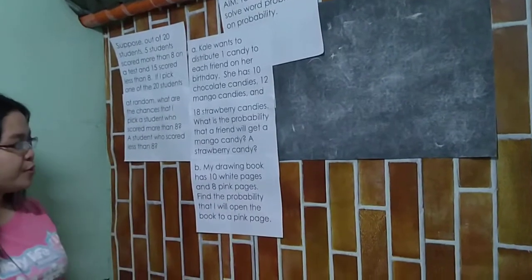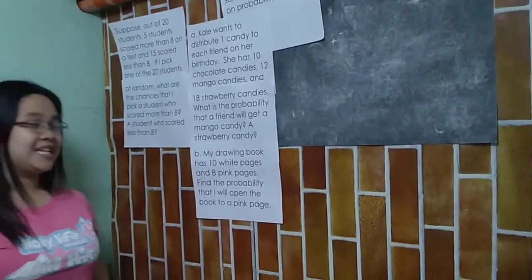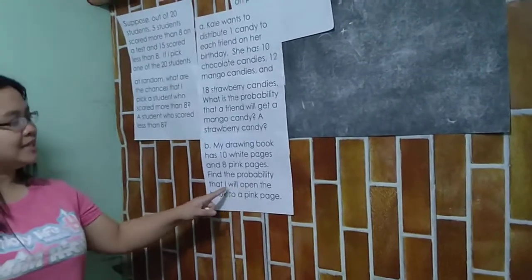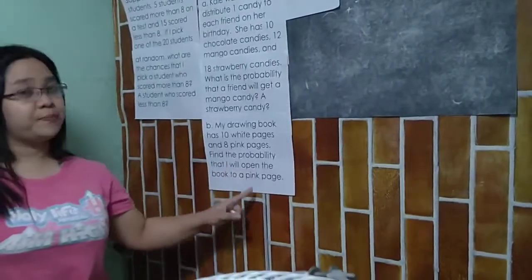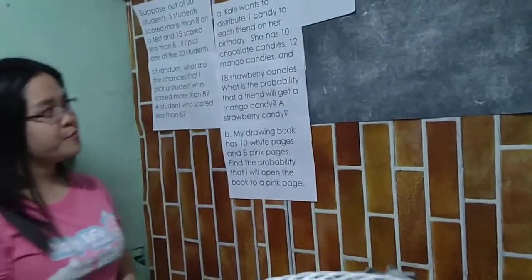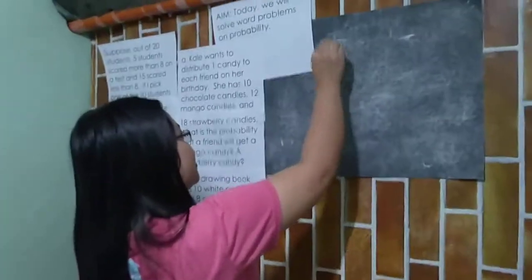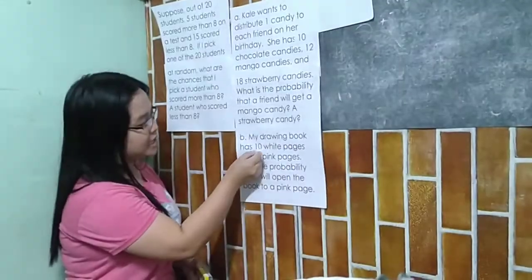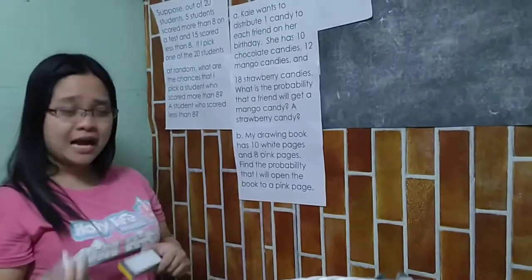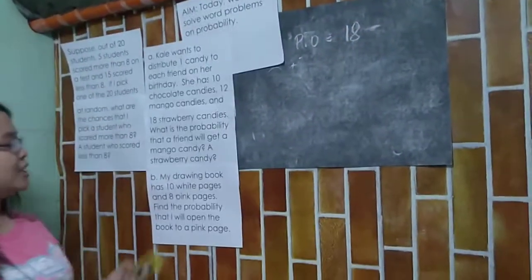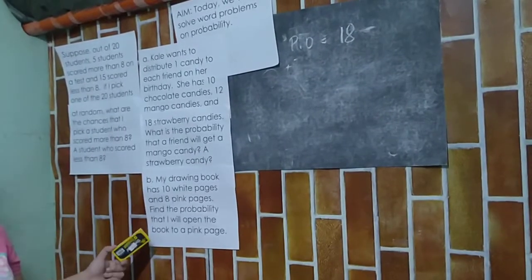My drawing book has 10 white pages and 8 pink pages. Find the probability that I will open the book to a pink page. Okay, so for this problem, first and foremost, we have to figure out what's our possible outcome. So the given numbers are 10 and 8. So let's add them together. That will be 18. So our possible outcome for this given problem is 18.